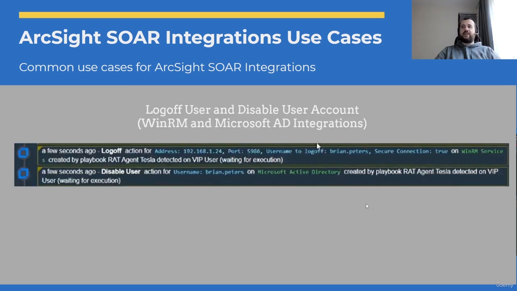Another integration with WinRM, the Windows Remote Management service, as well as Microsoft Windows Active Directory. So you can log off a user if you want. You can simply terminate the session if this is needed, and this is thanks to WinRM. Also, if you want to take further measures and actions to disable entirely the access of this particular user to his account, you can even disable the user account.